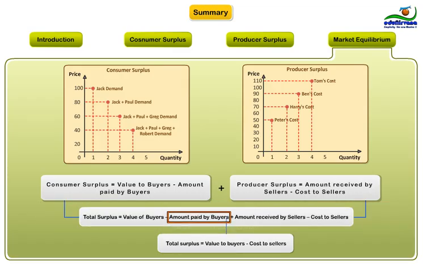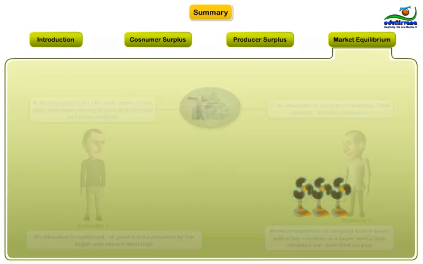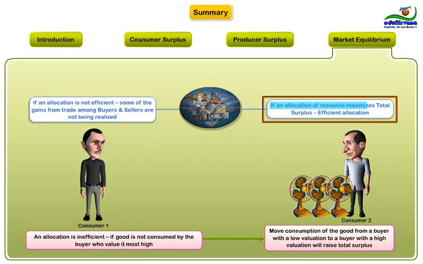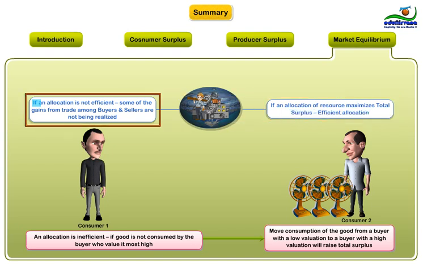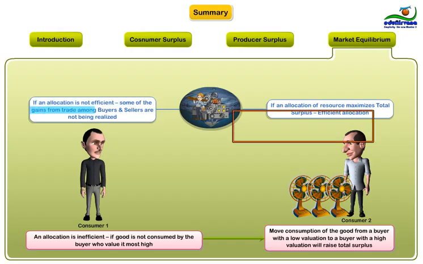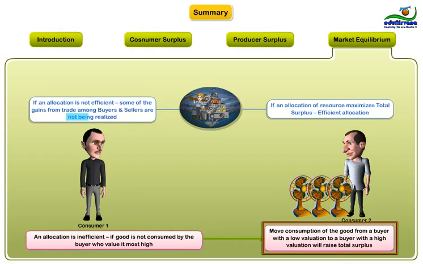Now, since the amount paid by buyers equals the amount received by sellers, total surplus is equal to value to buyers minus cost to sellers. If a resource allocation maximizes total surplus, we say that the allocation exhibits efficiency. And if a resource allocation does not maximize total surplus, then it's not efficient, and some of the gains from trade among buyers and sellers are not being realized.